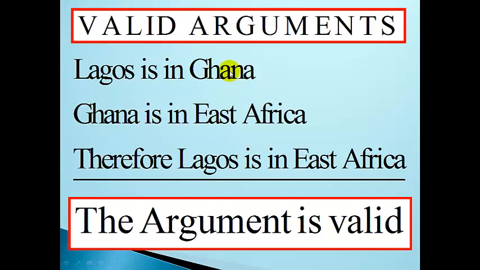We are talking about the validity of the argument, and the argument in question here is therefore Lagos is in East Africa. Now, when you consider this statement, Lagos is in Ghana, Ghana is in East Africa, and therefore Lagos is in East Africa. The argument is valid even though the statements are false. The argument is valid because if Lagos is in Ghana and Ghana is also in East Africa, then it means that Lagos is in East Africa. So the argument is valid.